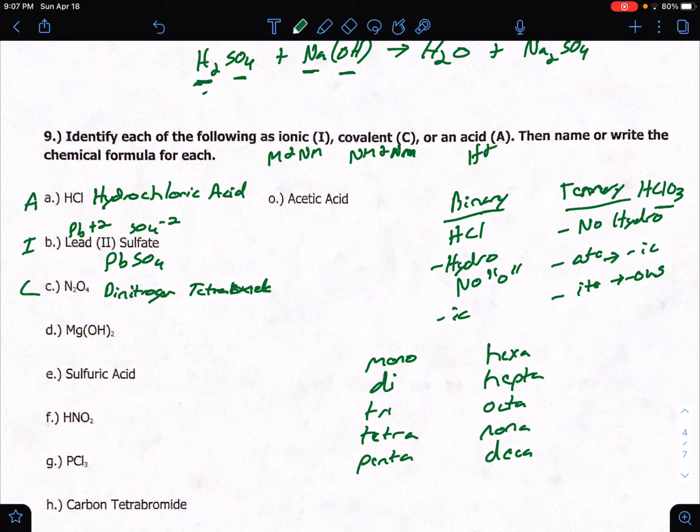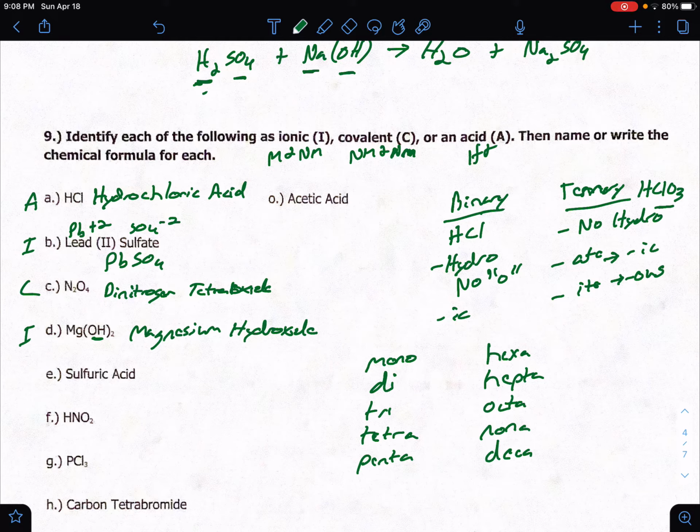MgOH2, so we know this is a base, but it's not asking for a base because if it's ending in hydroxide, that makes it a base. But this is going to be considered ionic because magnesium is a metal. Okay, so ionics are easy, just name them out. So Mg is magnesium, and then OH is just hydroxide. So nothing fancy there.